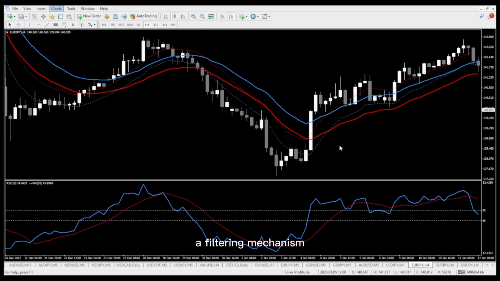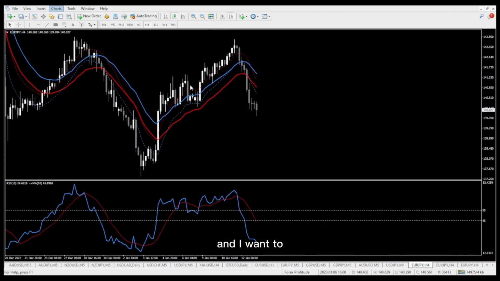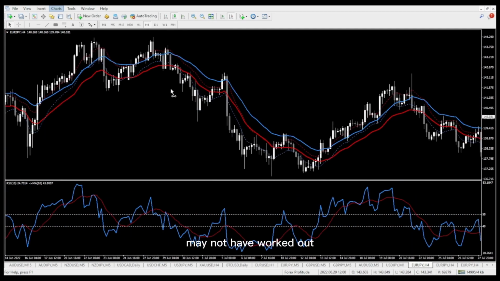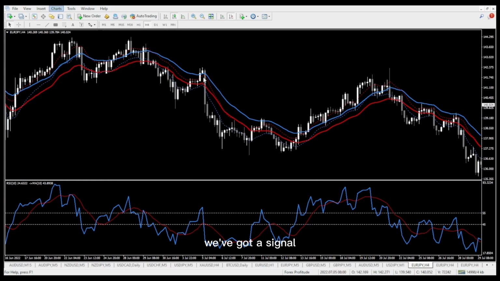Now, I want to show you a filtering mechanism that is going to keep us out of some bad trades. So let's reduce this a little bit. And I want to take a look at some potential trades that may not have worked out. And there's a couple in here. We've got a signal to go long right here. All right, so we've got this signal to go long. This one didn't work out. We didn't even get to manage the trade, really. This was just a nice, clean loser.